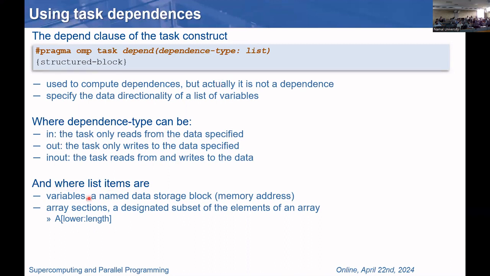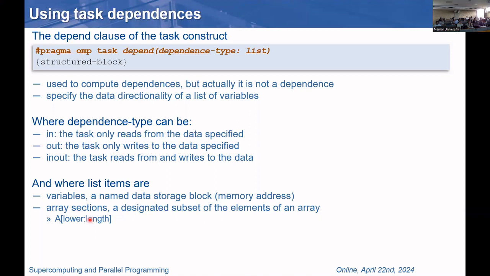And the list items are variables, a named data storage block, memory address, or they can also be array sections, which is pretty interesting, a designated subset of the elements of an array. So in this case, we can say A from a lower point, the minimum index included in this region, and how many elements. One element would be A of 10, 1, that would be just A of 10. A of 10, 2 would be A of 10 and A of 11.